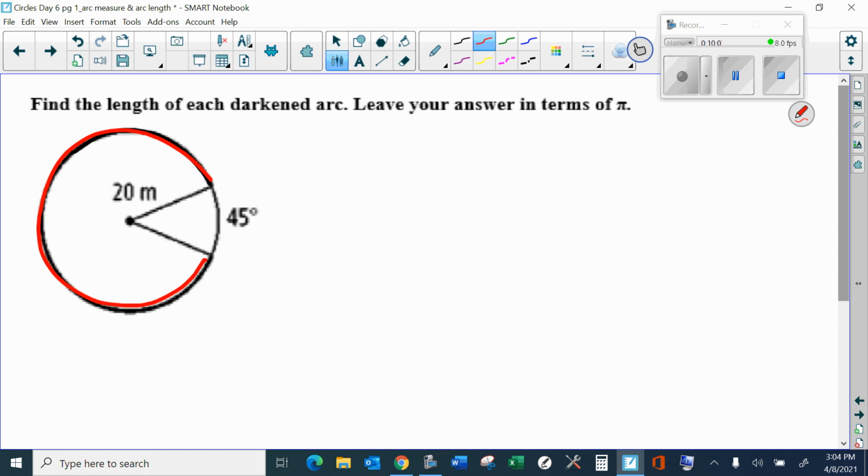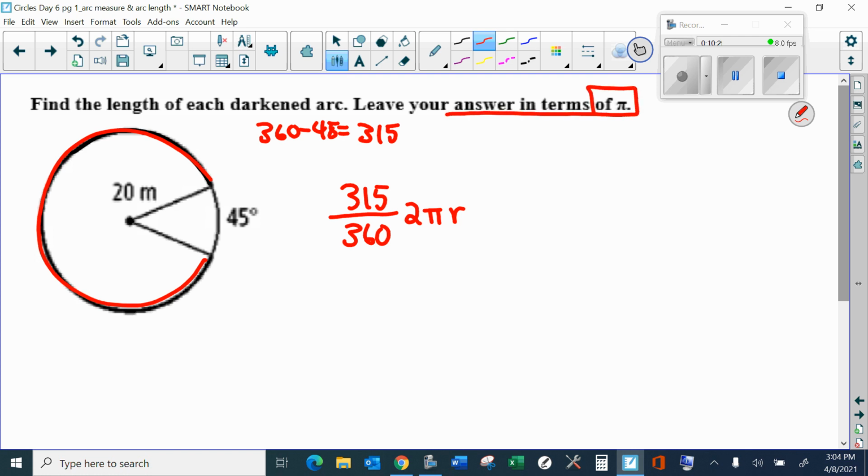So if that's 45 degrees, what's 360 minus 45? That's 315. Okay, so we have 315 over 360 times 2 pi r. Remember, that's the circumference we're trying to find. Now notice it also says leave your answer in terms of pi. It's another way of saying the exact answer. Pi has to be left in the answer. Okay, and I know what r is, 20. So I can substitute that 20 into there.